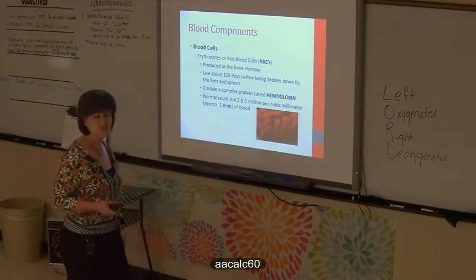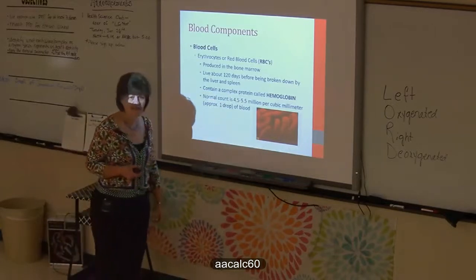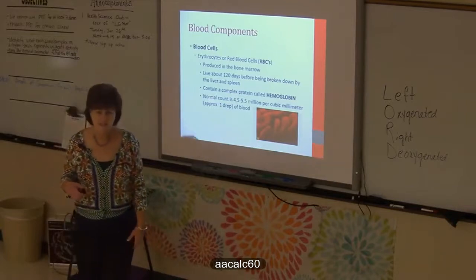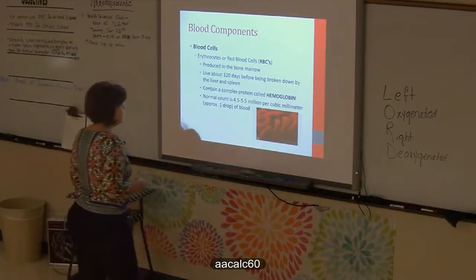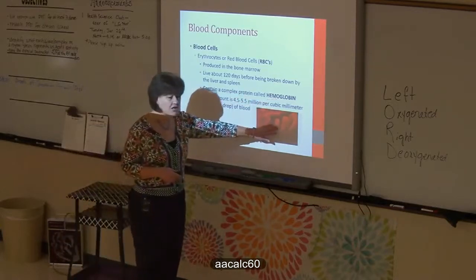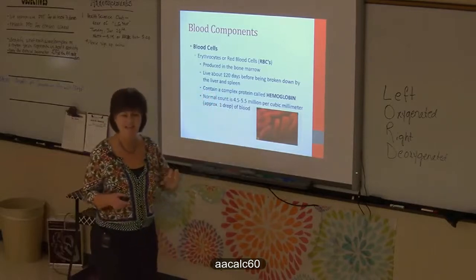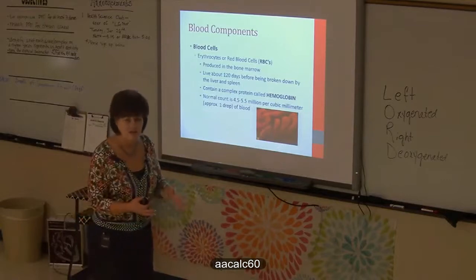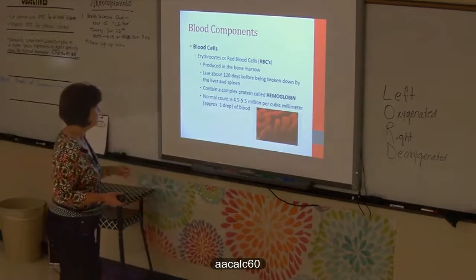Their function is to transport. Okay? They live about 120 days, and then they start getting broken down by the liver and the spleen. And then you're generating new, or you should be generating new all the time. They do have this complex protein called hemoglobin. Okay? Hemoglobin is what the oxygen and the carbon dioxide attaches to. That's how it gets transported. So you have to have red blood cells in order to get oxygen out to your body. Okay? And you have to have good hemoglobin.